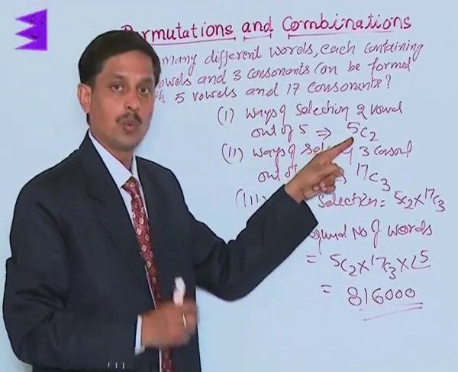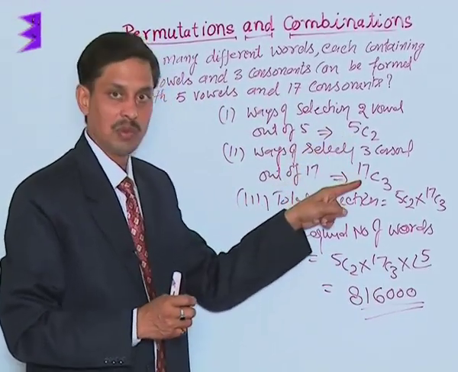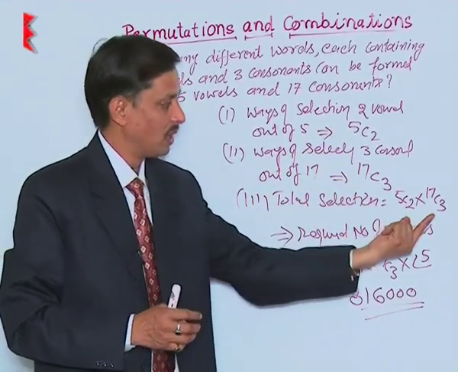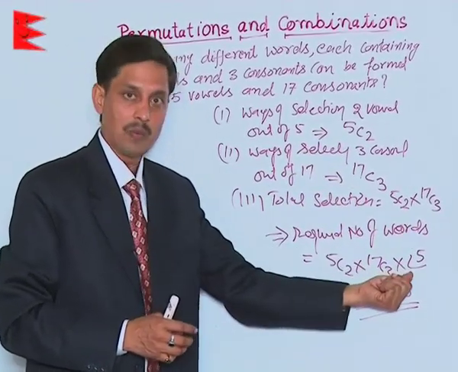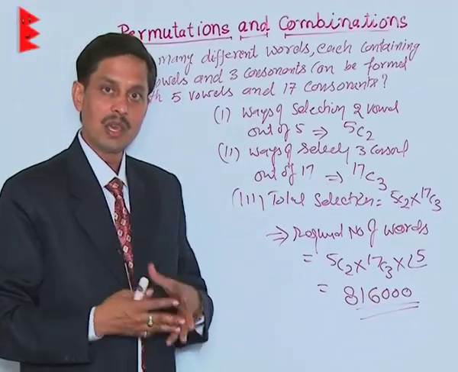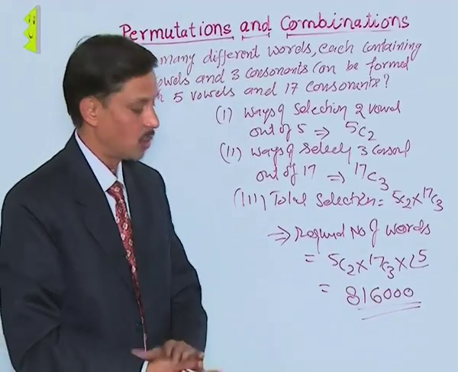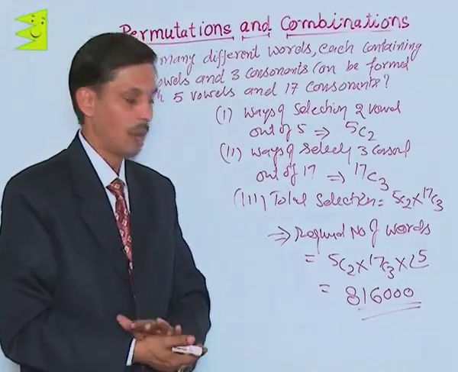First we will select what? Vowels. Then we will select consonants. Then we will take their arrangement, factorial 5, and we will calculate, the answer will come out to be 816000.